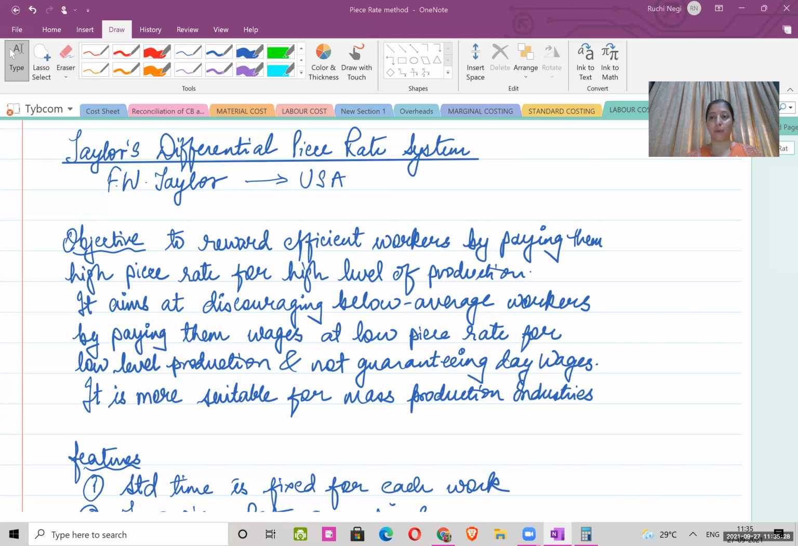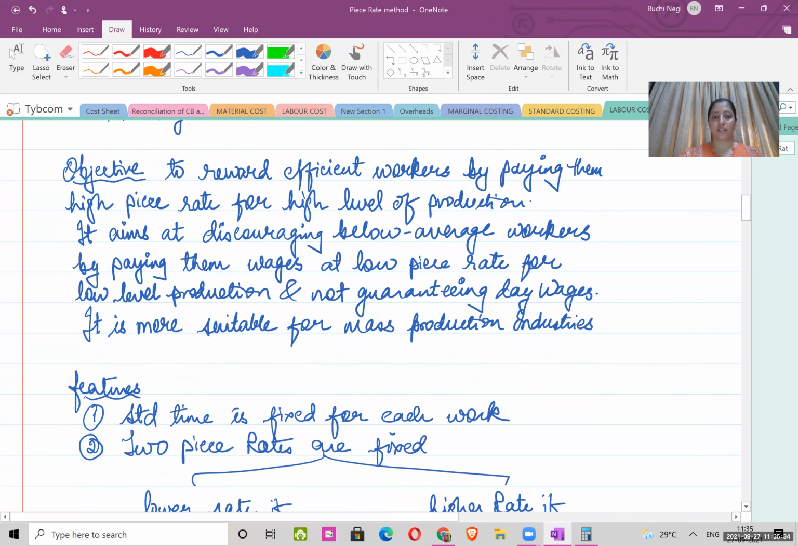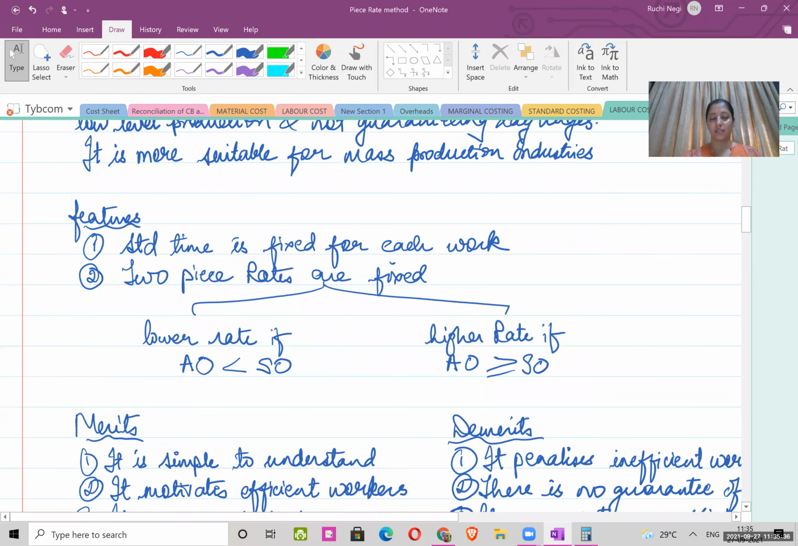So this same point I just explained in the example, okay? Then the features of Taylor differential piece rate: standard time is fixed for every worker. Like I told you, standard time could be 8 hours or 9 hours, meaning I fixed a standard output, like I explained in the example, 100 units, 100 units, 100 units for all the 3 employees.